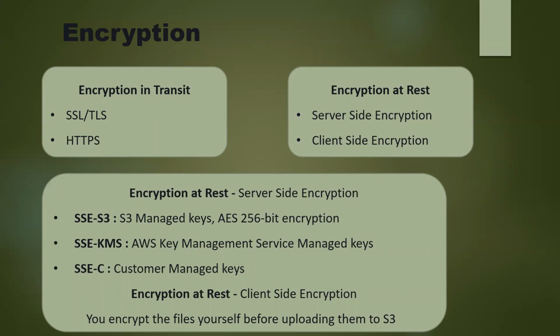Now, the second one is SSE-KMS, where the keys are managed by AWS Key Management Service, which is another AWS service which you use here. Now, the third and final being SSE-C, where you as a customer manage your keys on your own. Client-side encryption is basically you encrypt your files before uploading them to S3. Enough of theory. Let's head to the AWS portal and see how this all works together.